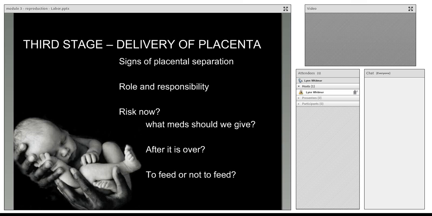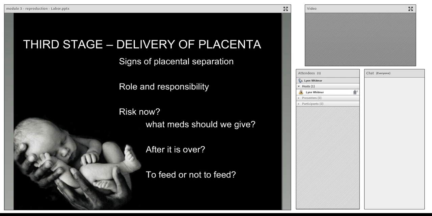Once the placenta is out, of course, we want to protect her from continuously bleeding, and so they often will start Pitocin. Your role and responsibility is to support the mom at this point, monitor the bleeding to ensure that she's not starting to have a postpartum hemorrhage, because that is the biggest risk right now, is postpartum hemorrhage.